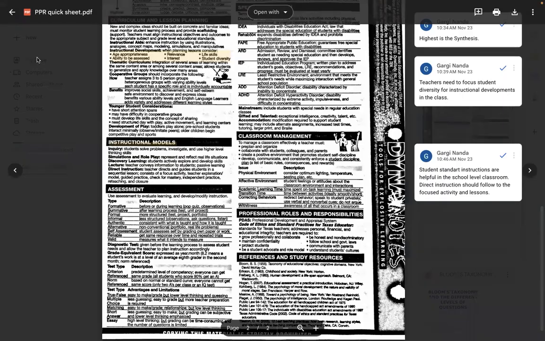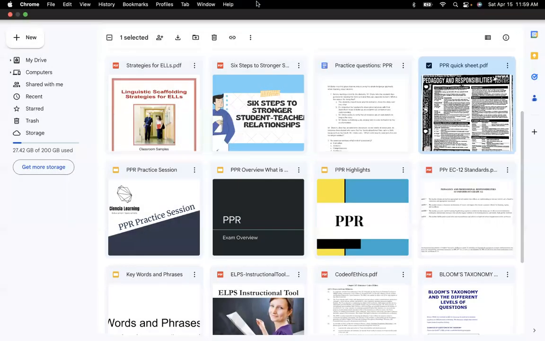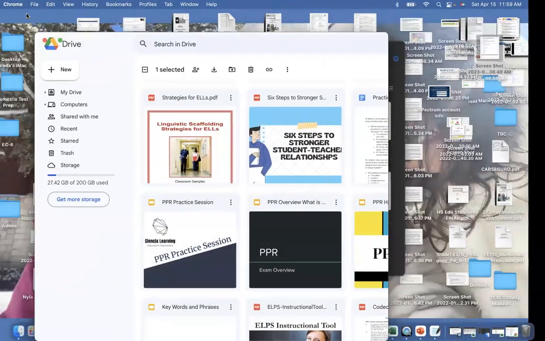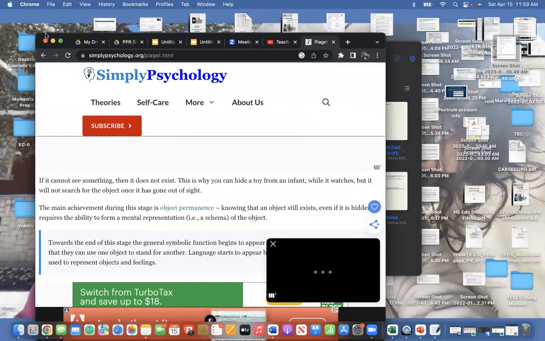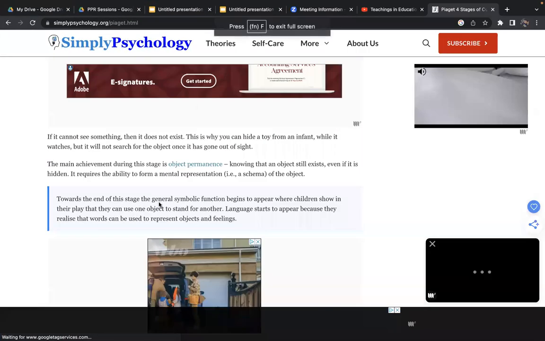And speaking of pouring knowledge, I was looking up an article that I wanted to look over with you guys regarding Piaget's theories.